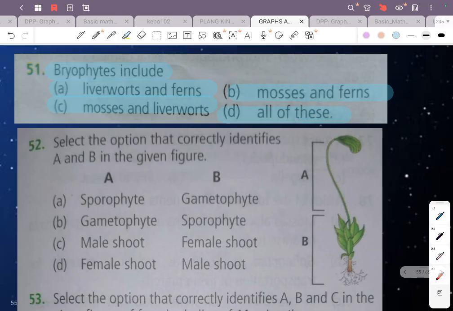Now, bryophytes basically include liverworts and mosses. So bryophytes, if we talk about them, have been divided into three categories, right? We have Hepaticopsida, we have Anthocerotopsida, and we have Bryopsida. So it basically includes mosses and liverworts. Ferns, to be more precise, belong to pteridophytes, right? So that makes option C our correct answer.